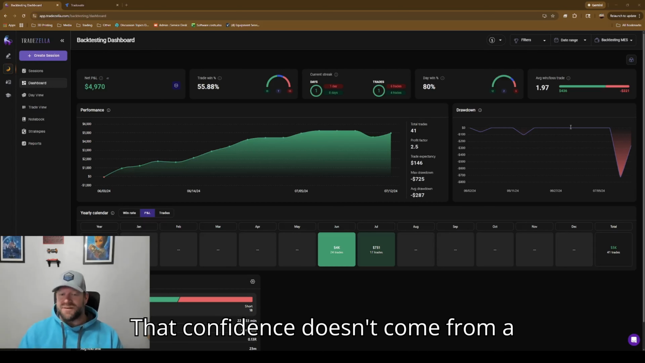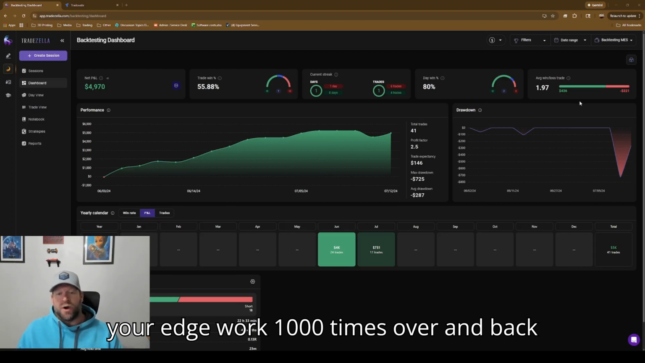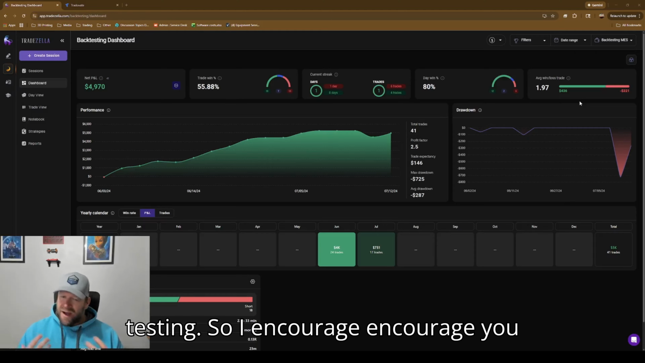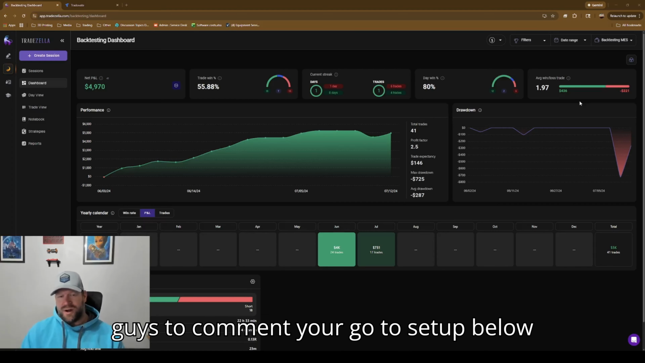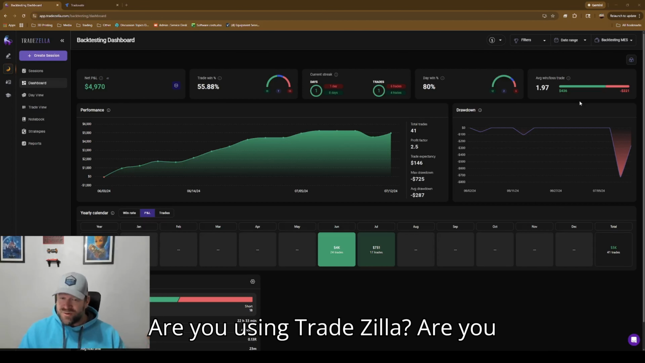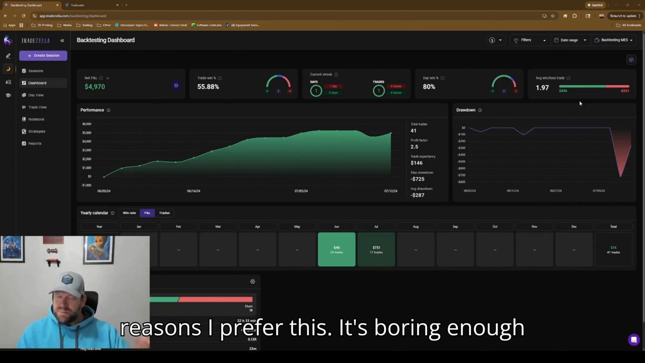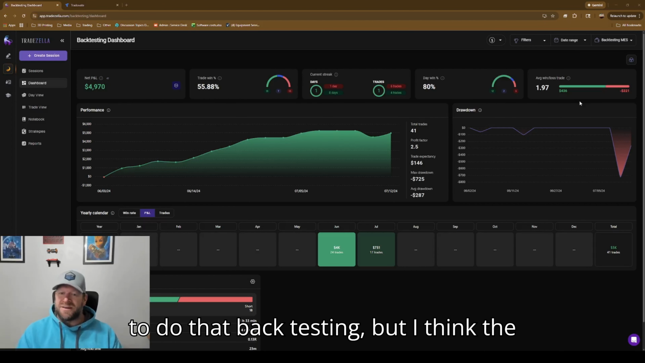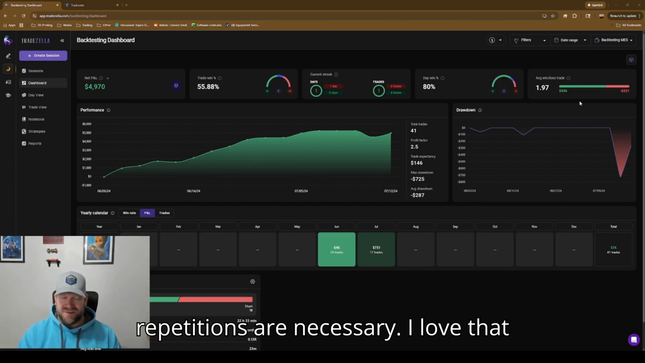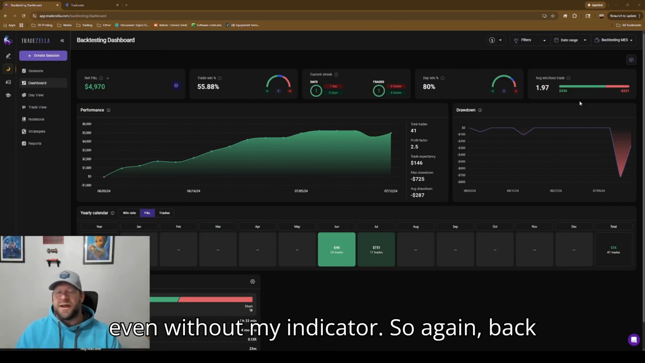That confidence doesn't come from a motivational speech. It comes from seeing your edge work 1,000 times over in backtesting. So I encourage you guys to comment your go-to setup below. If you're doing backtesting like this, are you using TradeZella? Are you logging manually? That's one of the reasons I prefer this. It's boring enough to do that backtesting, but I think the repetitions are necessary. I love that TradeZella tracks those stats for me, even without my indicator.